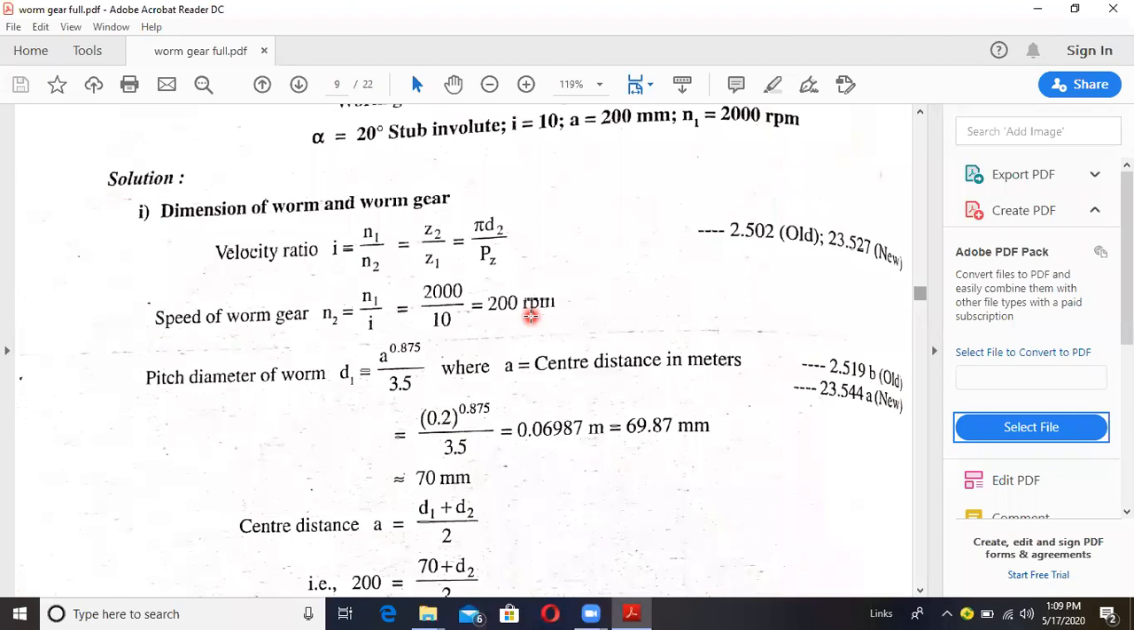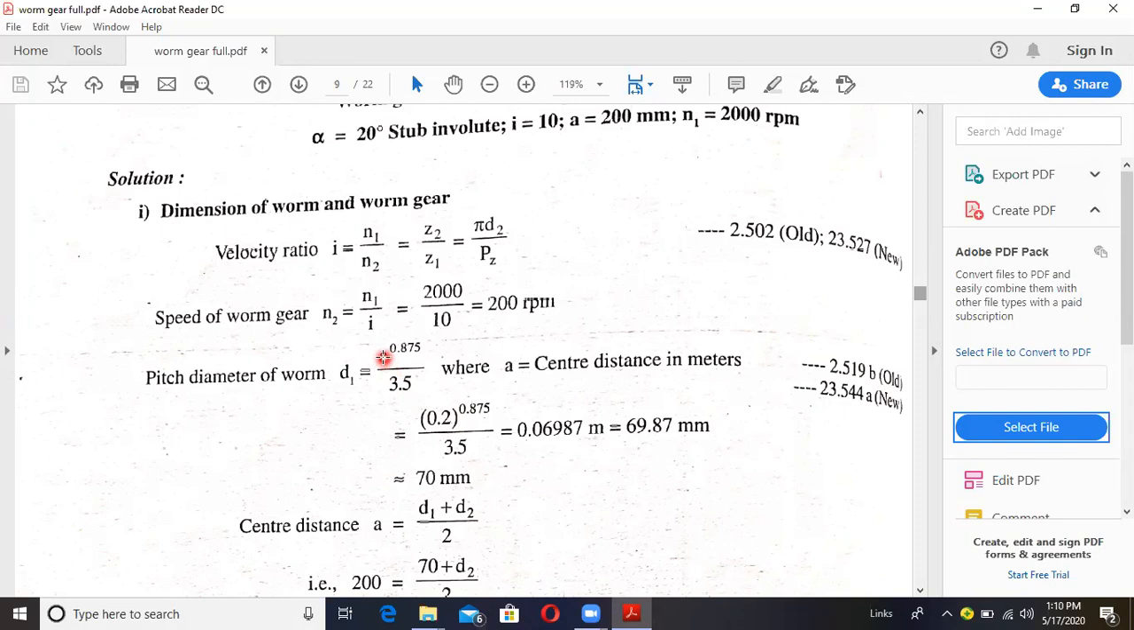Now N2 is over. Once they have given the center distance, with the help of center distance we have to calculate the diameters of the gears. First, the pitch diameter of the worm, D1, is equal to a to the power of 0.875 divided by 3.5, where a is the center distance in meters. Always we have to substitute a in meters, then we will get diameters in meters, then we have to convert into mm. This equation we get from equation number 23.54a. You can refer to the worm gear chapter, chapter 23.